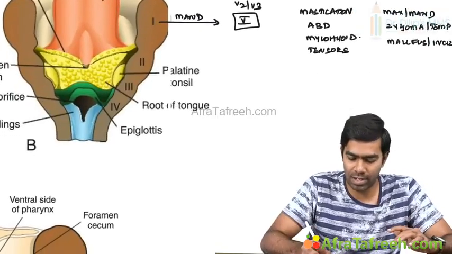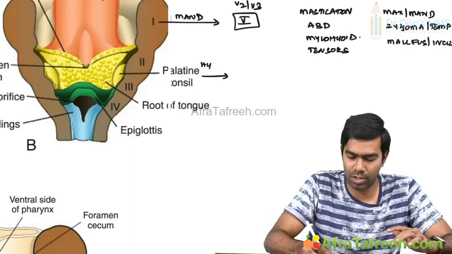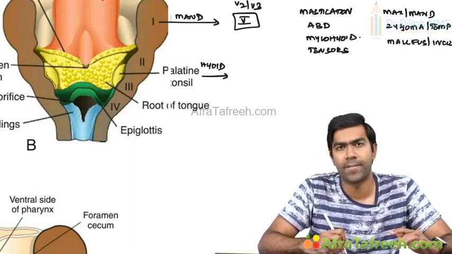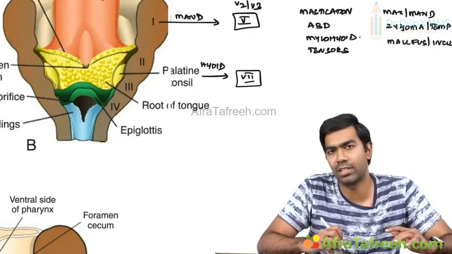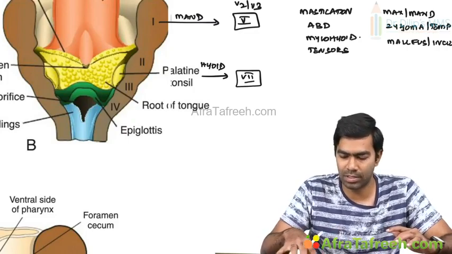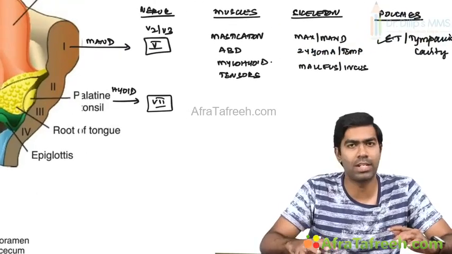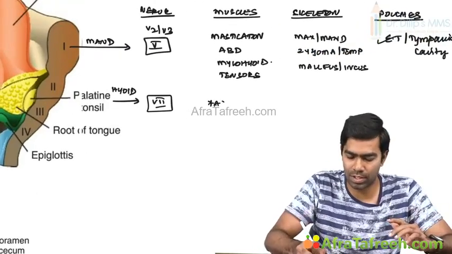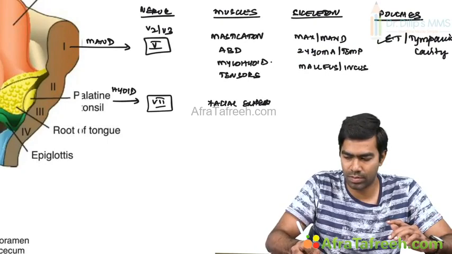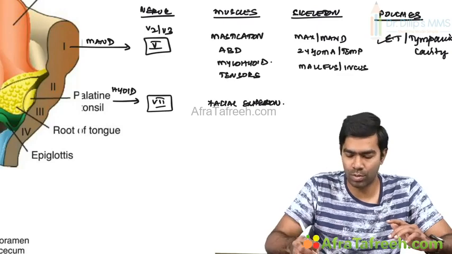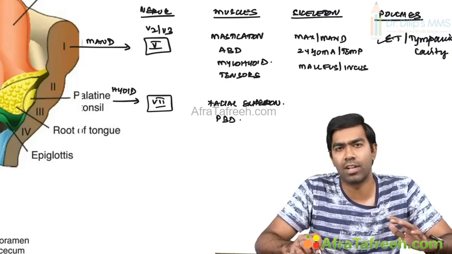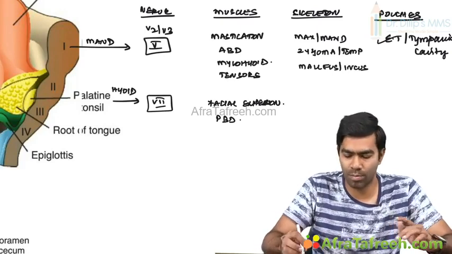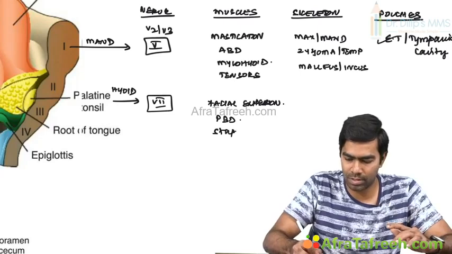Similarly, the second pharyngeal arch is also referred to as the hyoid arch, and the nerve of the second pharyngeal arch is the seventh cranial nerve. And the muscles they are going to supply, obviously, it's the facial nerve, so muscles of facial expression. They're going to supply the posterior belly of the digastric. And they're also going to supply one very, very important muscle called stapedius. You know that.